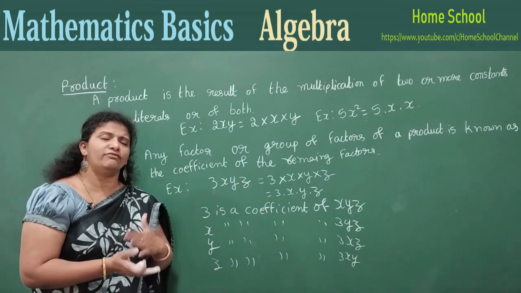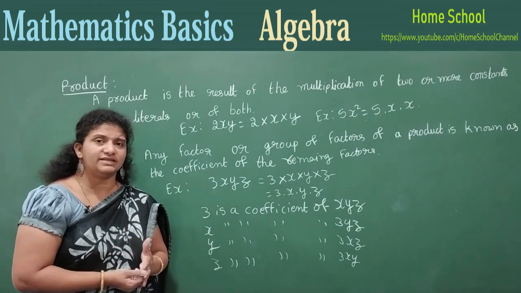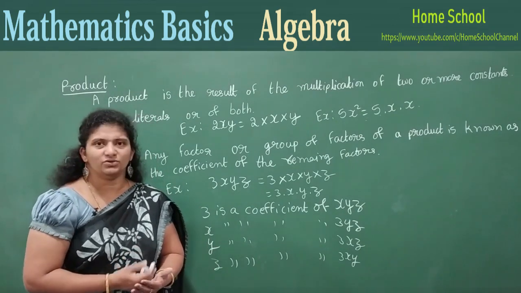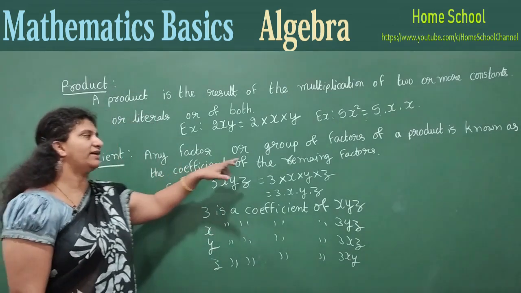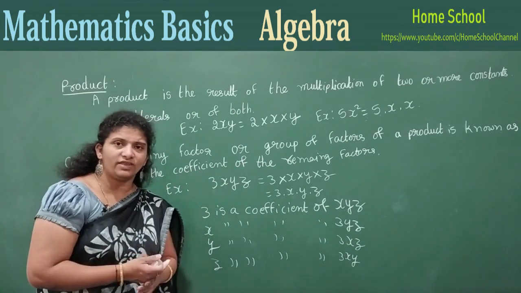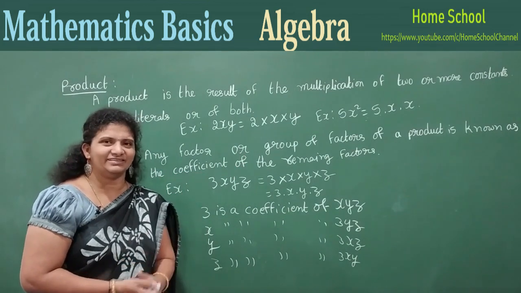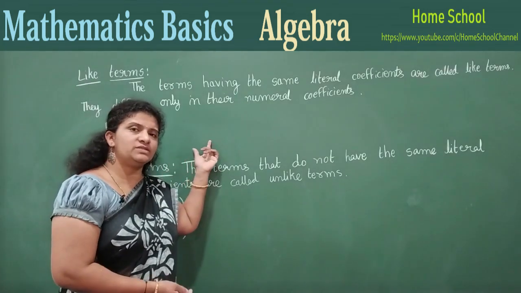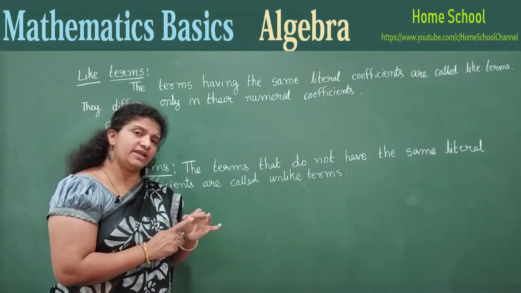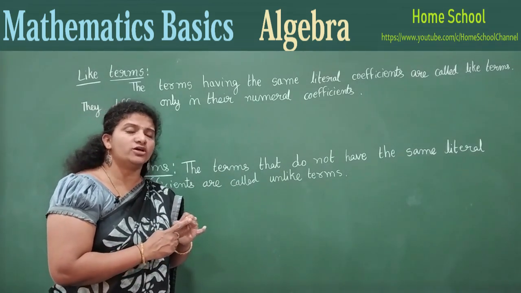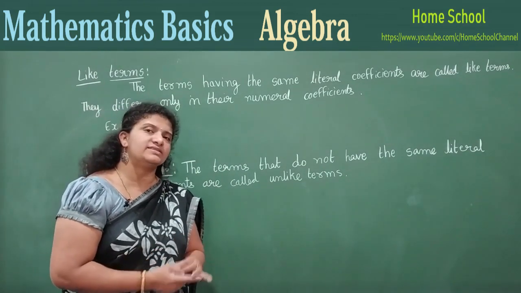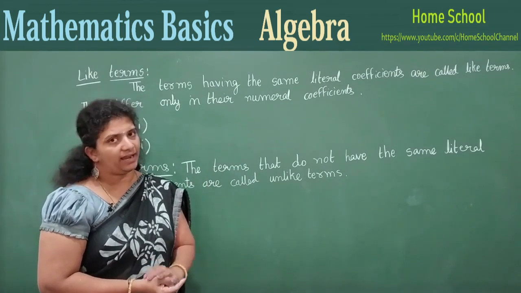Every letter or every number, every literal or a constant is a coefficient of other values. So, any factor or group of factors of a product is known as the coefficient of the remaining factors. Terms mean a constant, a variable, a product of constant and variable, or a quotient of constant and variable. We call them terms. Now, terms can be either like terms or unlike terms.